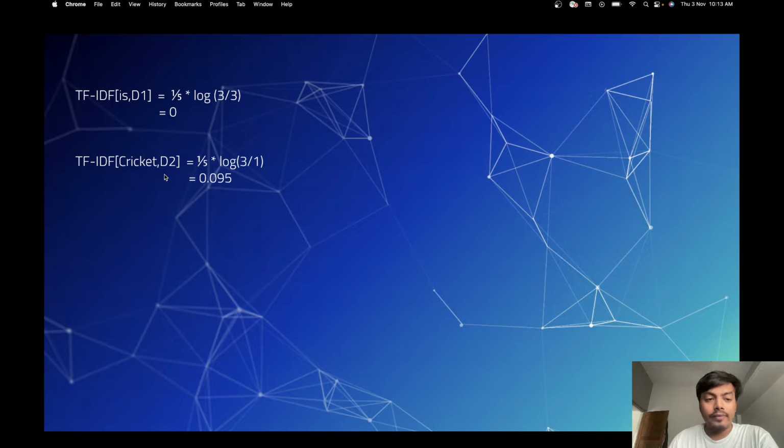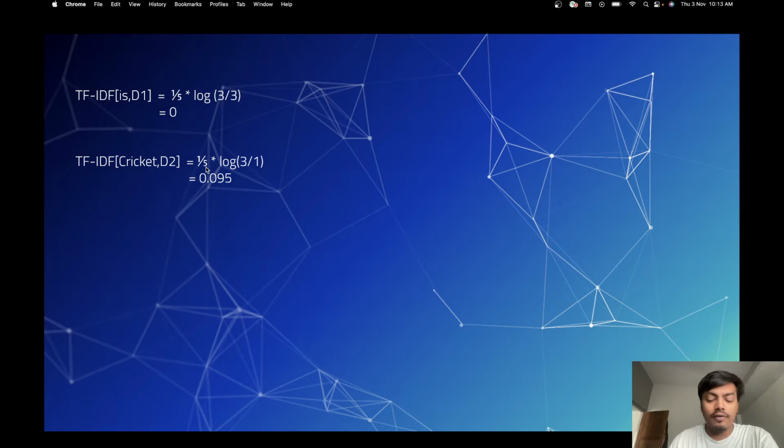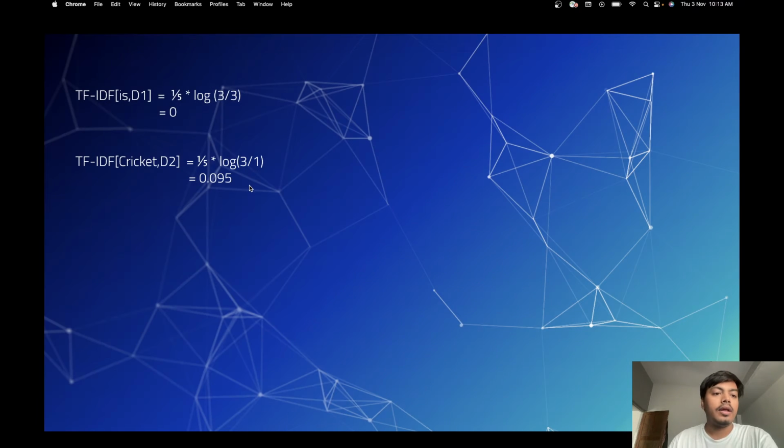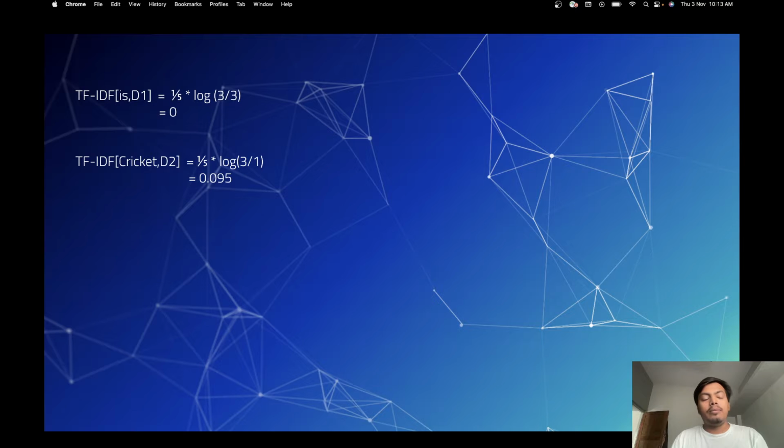Similarly, we'll do it for "cricket" with respect to document D2. In D2, how many times does the word cricket occur? 1. How many words are there in D2? 5. Hence we get 1 by 5. Then log of total number of documents, which is 3 only, and how many documents contain the word cricket? 1. Hence we get a score of 0.095. Now you know that 0.095 is more than 0. Hence cricket is more relevant to D2, and "is", because the score is 0, is not so relevant to D1.